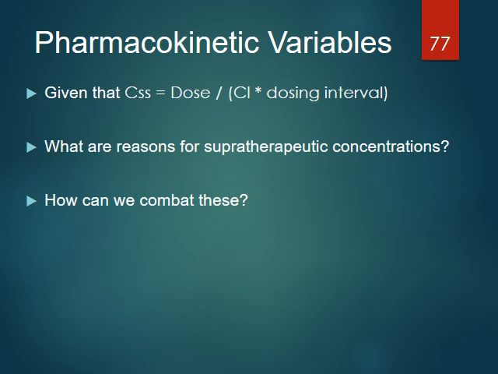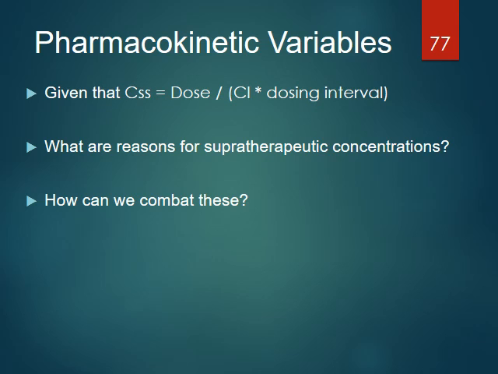So again, looking at our pharmacokinetic variables, given that steady state concentration equals our dose divided by clearance times our dosing interval, what do you think are some of the reasons why we might achieve supratherapeutic concentrations, right? Because we know that the higher concentrations go, the more likely we are to have toxicity without necessarily getting a whole lot of extra efficacy out of that. So what do you think are some reasons? Well, if our clearance changes, say our clearance goes down, we have not been monitoring things like renal function, that would lead our Css to go higher, right? So that could be one reason.